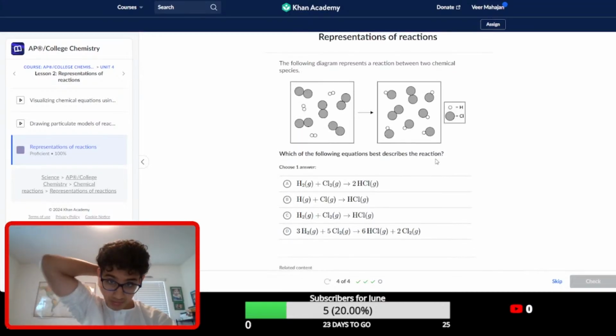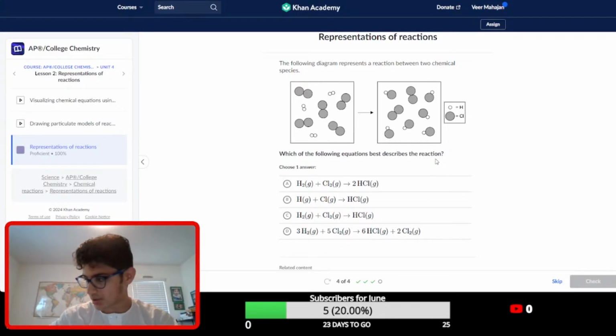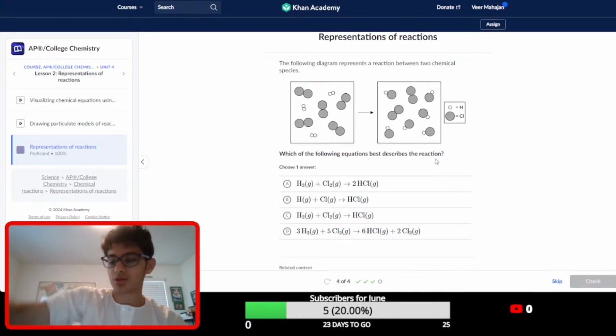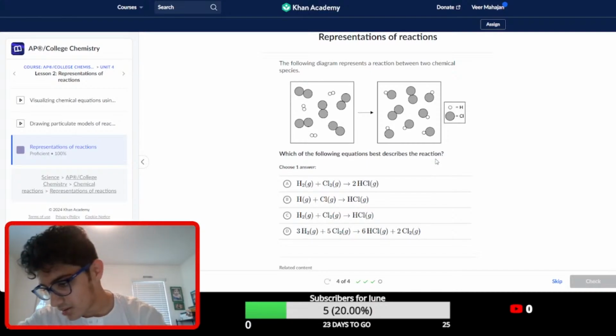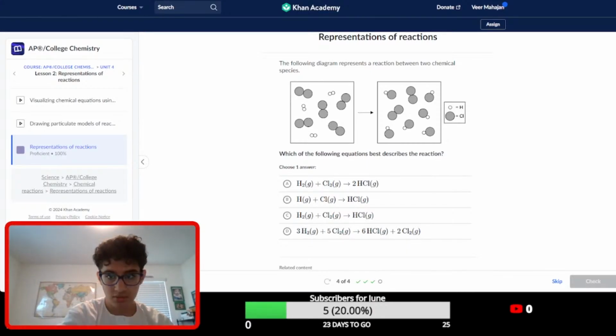Which of the following equations best describes a reaction? Okay, and let me plug in my thing now. I think it should hopefully start working, or at least work better. Okay, let's take a look here. Which of the following equations best describes the reaction?